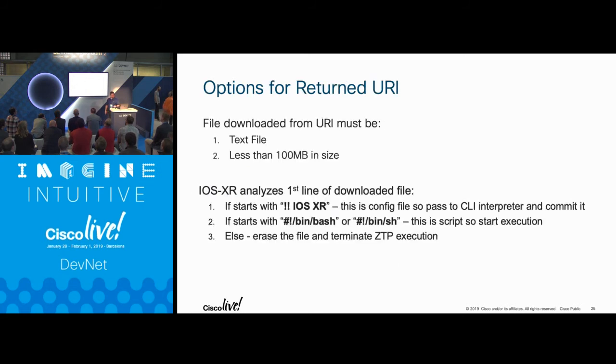Now what might get returned? I said it had to be a text or a bash file. It's really going to be a text file either way. Here are some requirements. It's a text file that's less than 100 meg in size. XR is going to analyze the file that got returned. It must either start with a bang bang IOS XR. If it does that, it interprets this as a config file, passes it to the CLI interpreter, and then commits it.